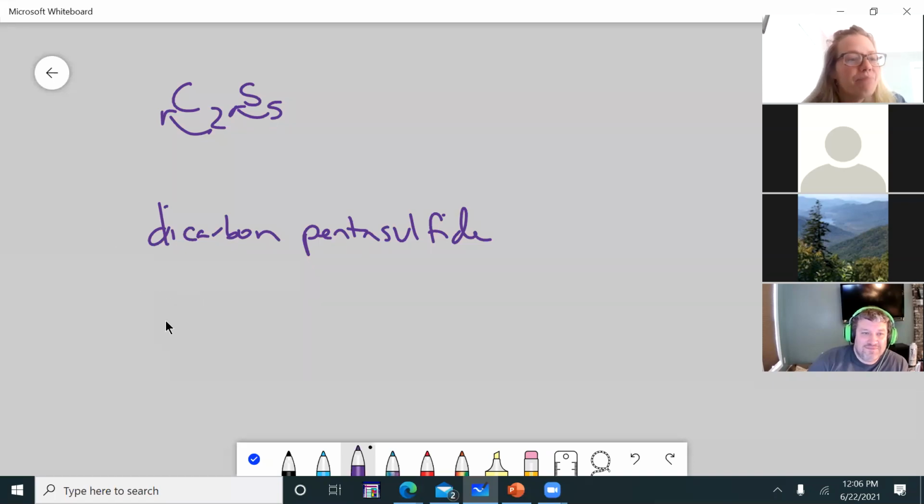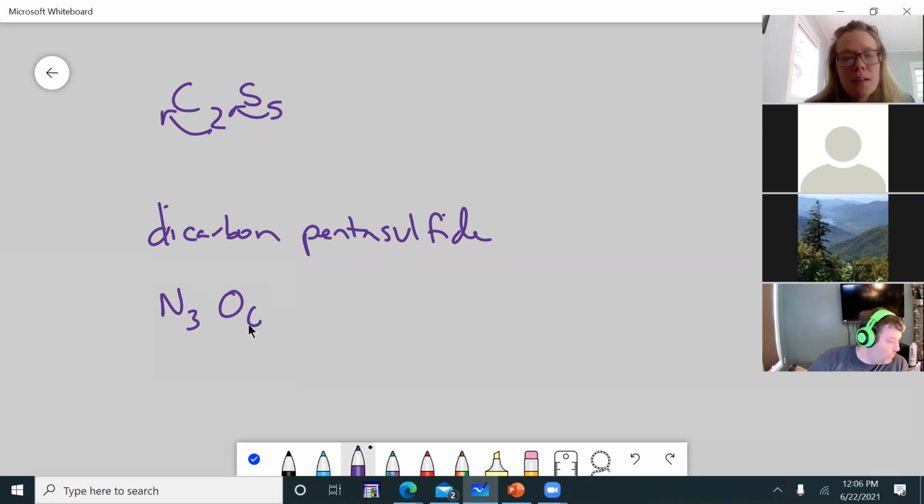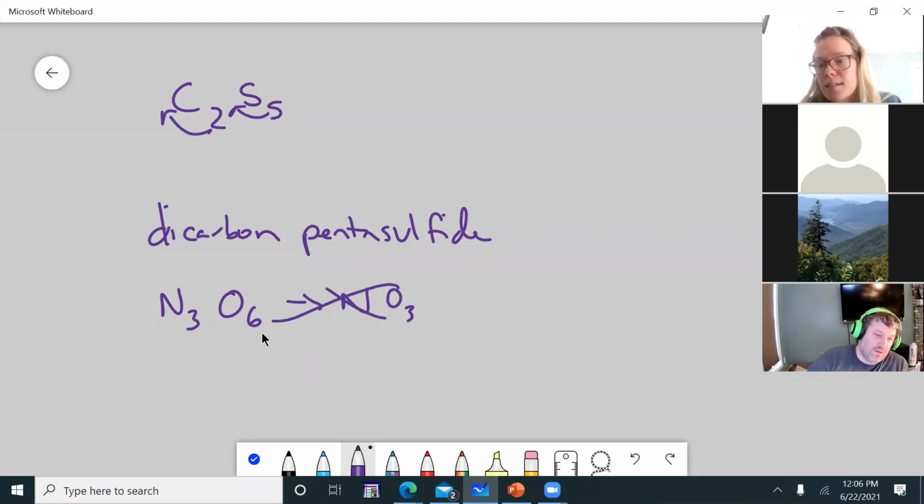Let's look at N3O6. You don't reduce. That's another thing with molecular, don't reduce. So this would not get reduced down to NO3. Okay, that doesn't happen here. We keep it true to however many it has. So we've got 3 nitrogens. That would be trinitrogen.